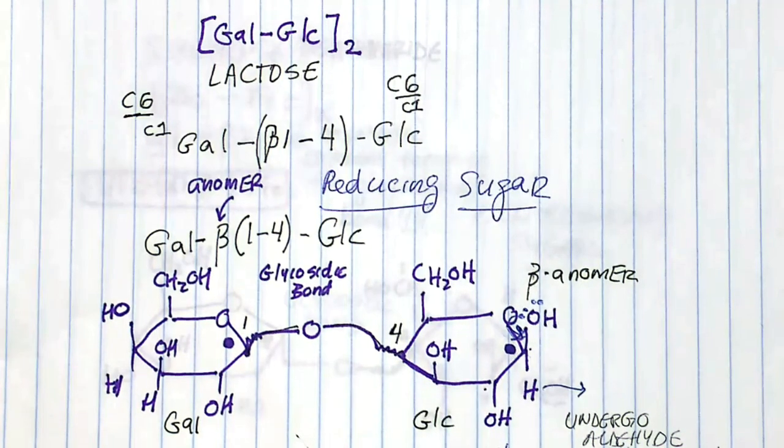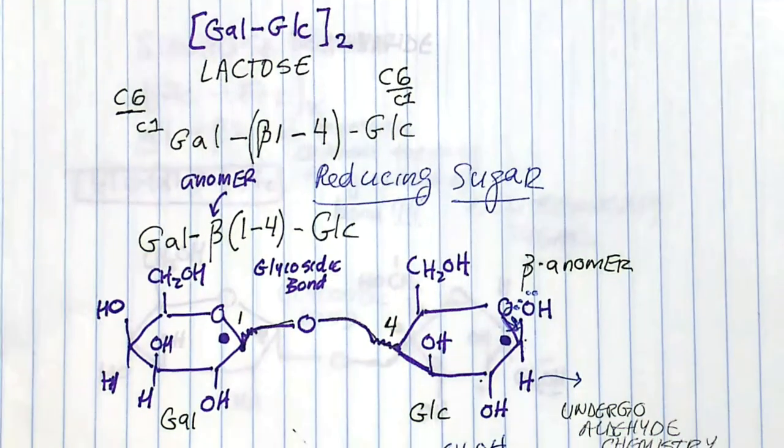Carbon number 4 is nothing. It's not the anomeric carbon. Carbon number 4 really doesn't determine whether it's an alpha or beta anomer. It's carbon number 1 if it's an aldose, it's carbon number 2 if it's a ketose.